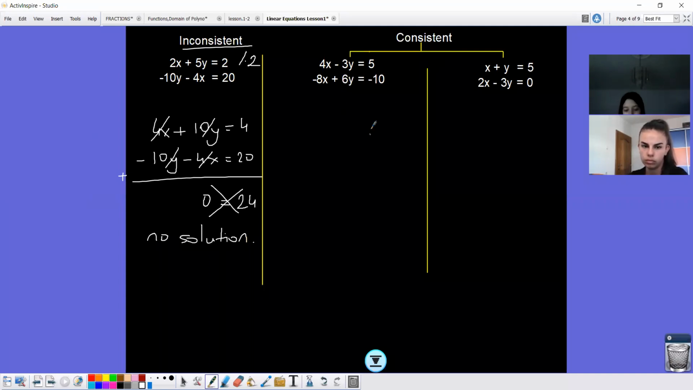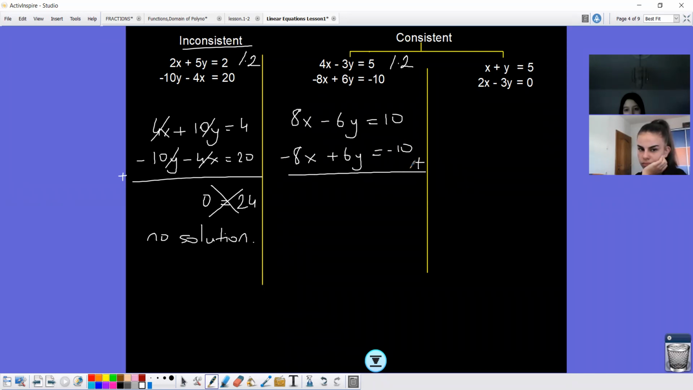Let's see two types of these consistent systems. How will we solve the first one? Look, here we have 4x minus 3y, and here I have minus 8x plus 3y. If I want to cancel the x to have only the y value, I will multiply the first equation by 2, yes? So it will be 8x minus 6y is equal to 10. And here the second equation is minus 8x plus 6y is equal to minus 10.